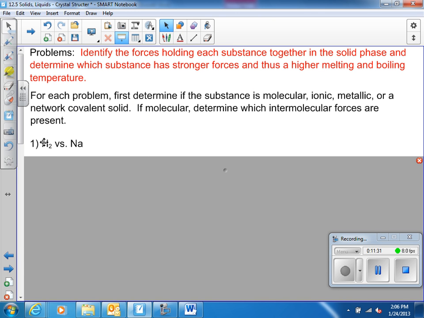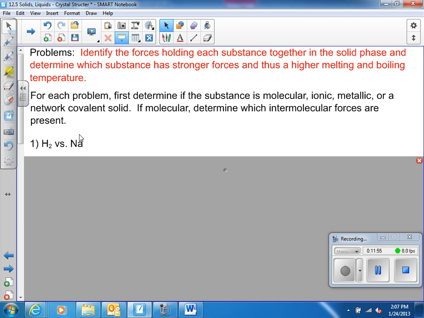So we look at hydrogen, and we know that hydrogen is made of only nonmetals. So this would be a molecule. It's not a network covalent solid. And there's only one bond. We know this is nonpolar because it's H bonded to H. So we know that hydrogen is a nonpolar molecule and has only dispersion forces.